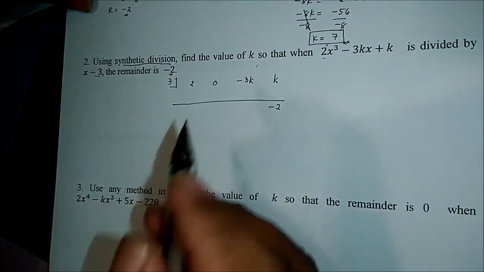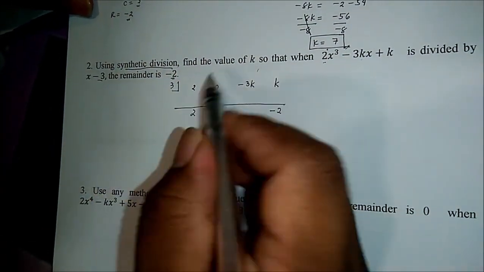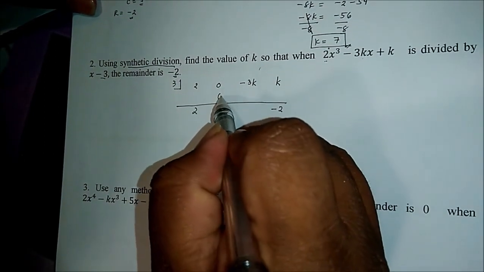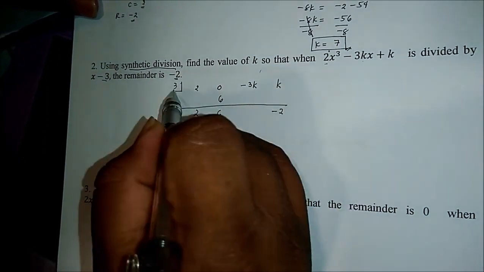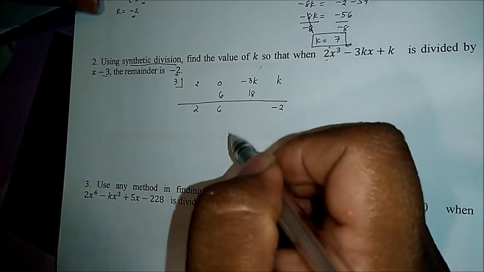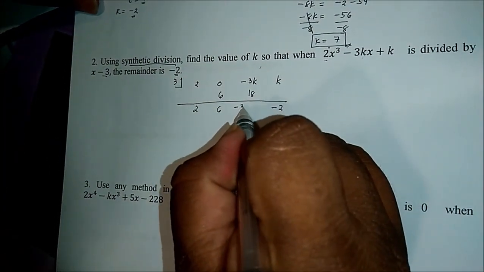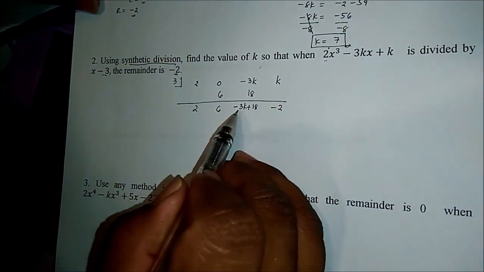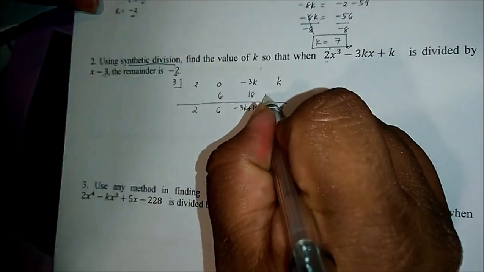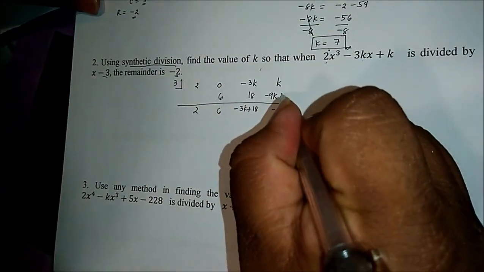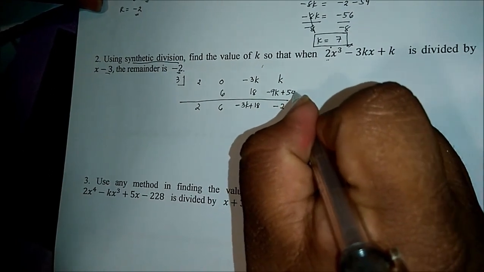Now, bring down 2. So, 2 times 3 is 6. 0 plus 6 is 6. 6 times 3 is 18. So, negative 3k plus 18, hindi natin pwedeng i-add yan. So, we'll just write it this way. Negative 3k plus 18. Then, multiply. So, negative 3k times 3 is negative 9k. Then, 18 times 3 is positive 54.